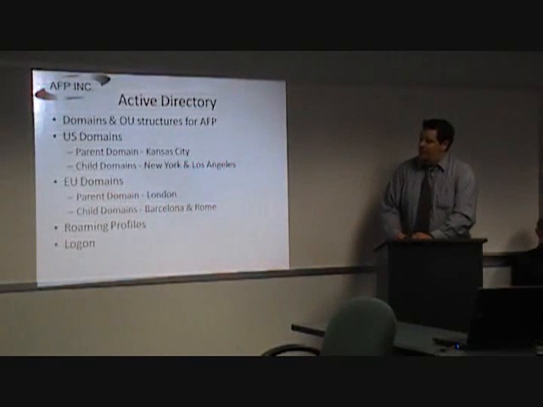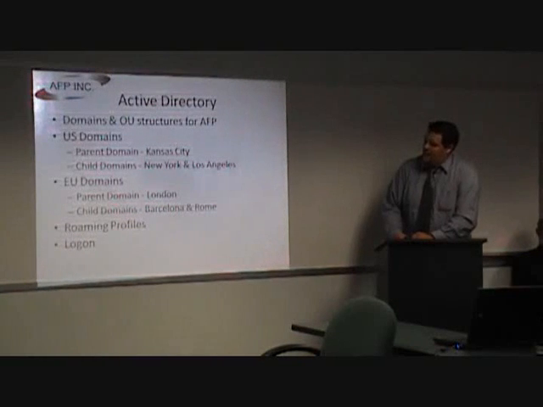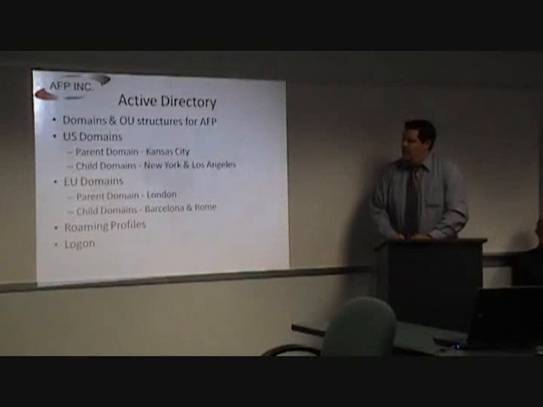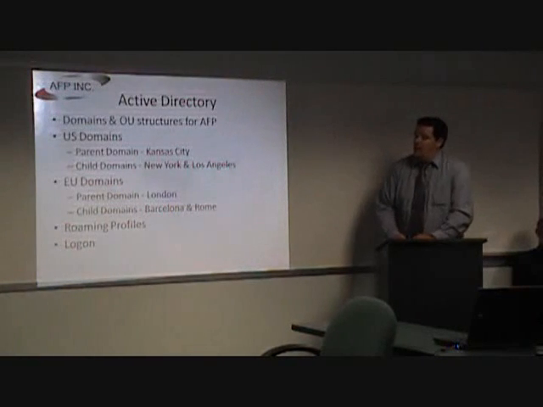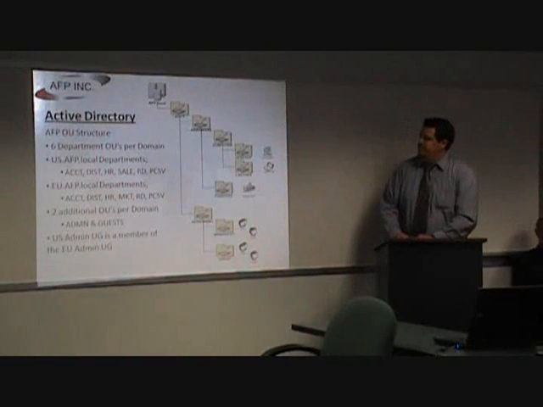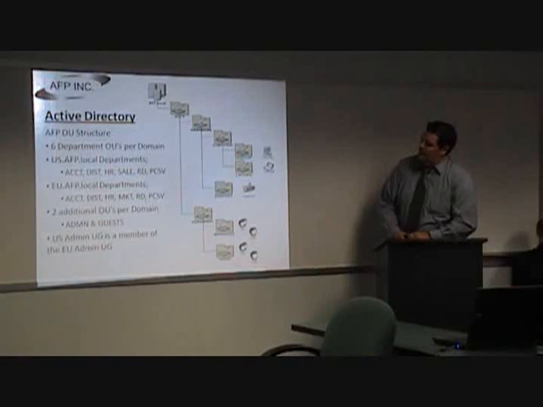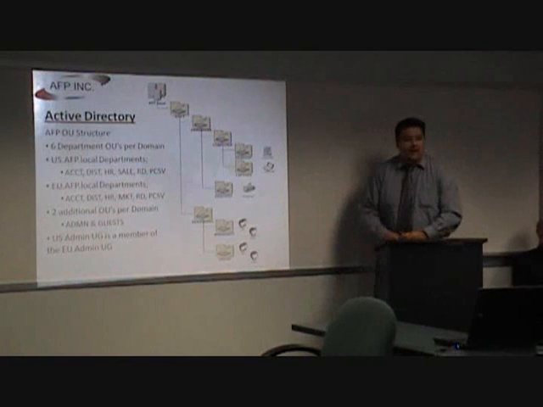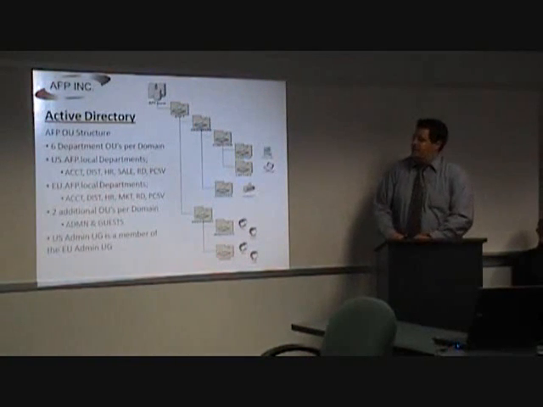As you can see, we have a parent domain in each, Kansas City being for the US and London being for the EU. The child domains are New York and LA for the US, and Barcelona and Rome for the EU. We also go over the roaming profiles and the logon capabilities. As you can see, we have 6 departments for each domain, only separated by marketing and sales in each forest.